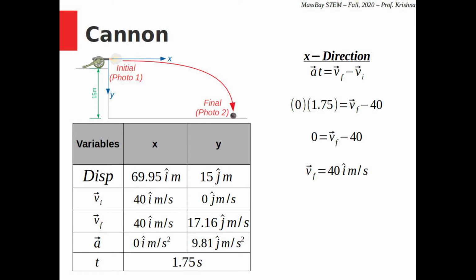But here, finding the final velocity in x is pretty trivial. Since the acceleration is 0, the final and initial velocities must be the same. You probably noticed that the calculations we did in the y direction are very similar to the calculations we've already seen for freefall. That's because the cannonball is indeed undergoing freefall in y. It just has an additional independent motion in the x direction tacked on.